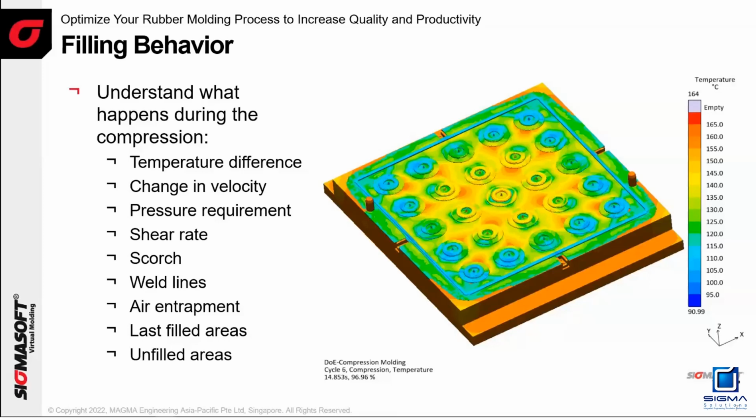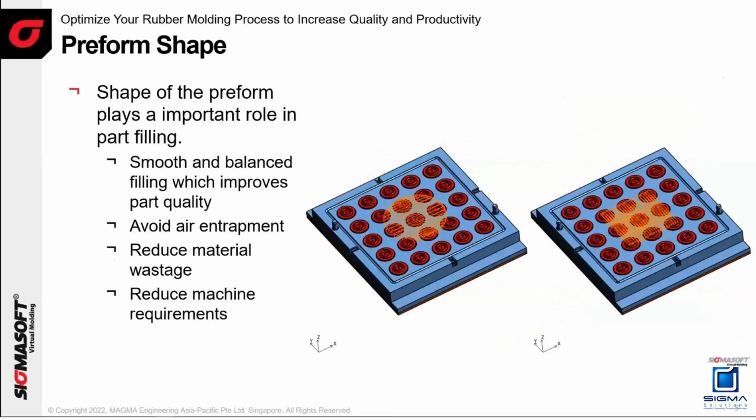Okay. Preform shape. The shape actually plays a very important role in the compression molding process, because when we have a smooth and balanced filling, it directly improves the quality of the part. It also avoids air entrapment. It does not create much wastage. Then for the machine requirement also, we can use a smaller size machine in some cases.